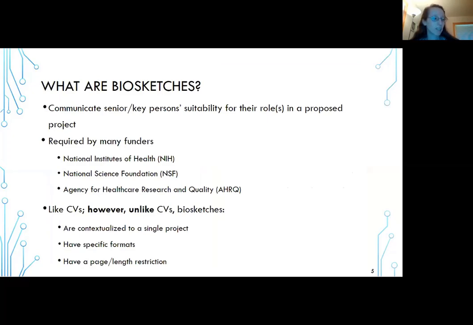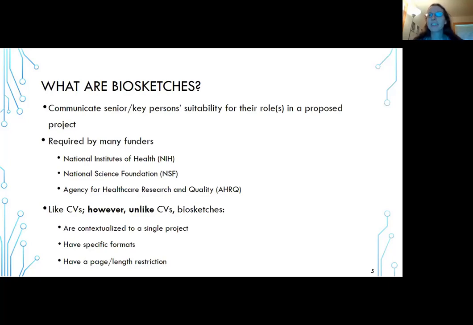So a biosketch is a way for senior and key personnel on a grant to explain their suitability for the particular role that they will be playing in the proposed project. Biosketches are required by many funders, including NIH and NSF. The format is slightly different, so you do have to know your specific funding agency. And today we'll be focusing on the NIH Biosketch.